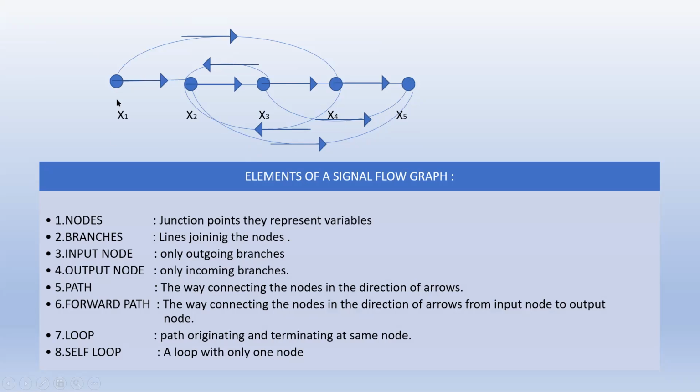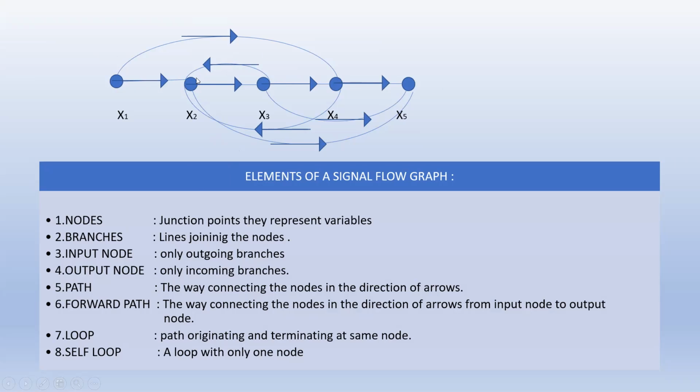Coming to path, a path is a way of connecting between two nodes as per the directions of the arrows, which is important. From input to output, what are the paths? We can go straight in this way because the arrows support it. We cannot go like this: if we go to x2, we cannot go along that path because the arrow is opposing. Based on this arrow we can go. We have three paths over here. Forward paths are paths from input to output nodes.